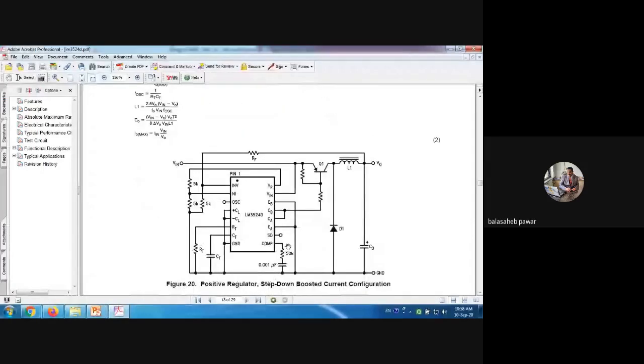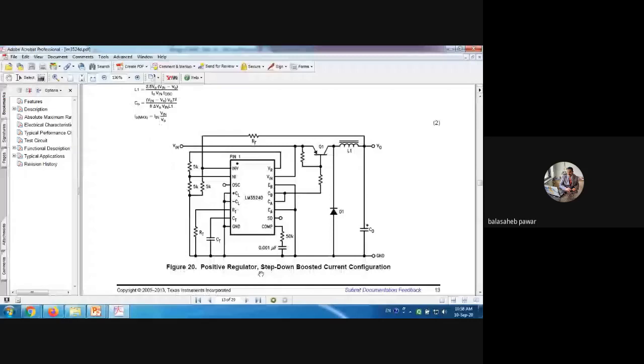Then the next one is positive regulator, again step down but boosted current. So for current boosting purpose, I already mentioned that a transistor is mostly preferred. So by configuring that 3524 as per the given circuit diagram, you can design and develop that positive regulator with step down. That means output voltage will be less than that of the applied DC input, but the current rating will be a boosted current rating. Okay.